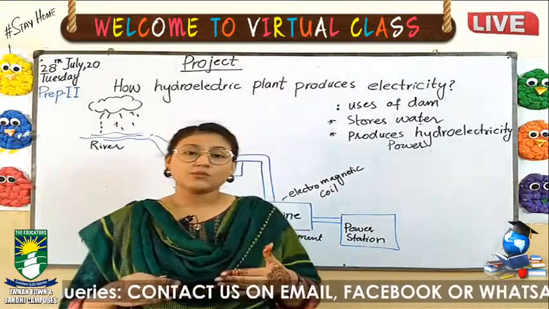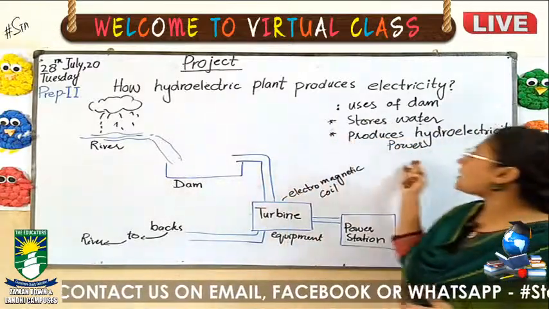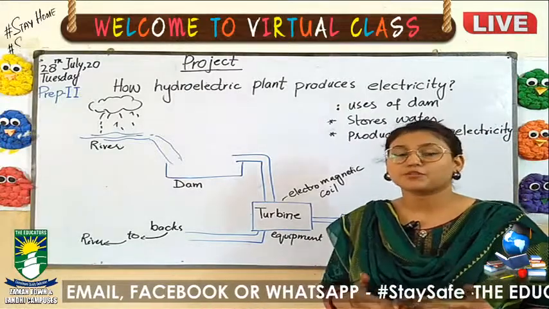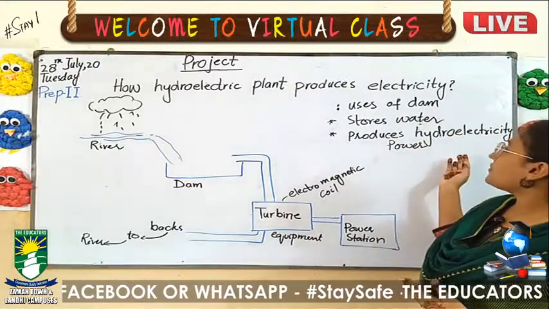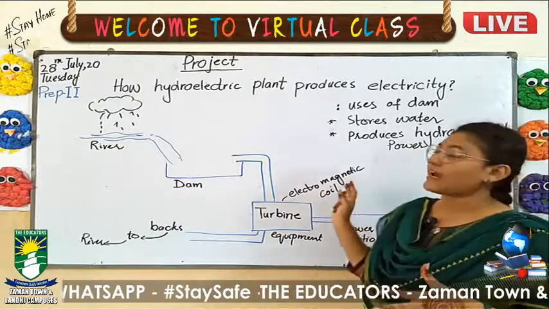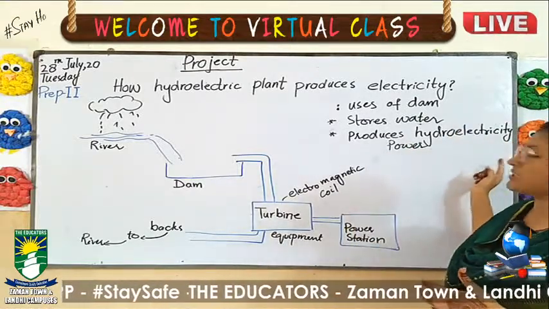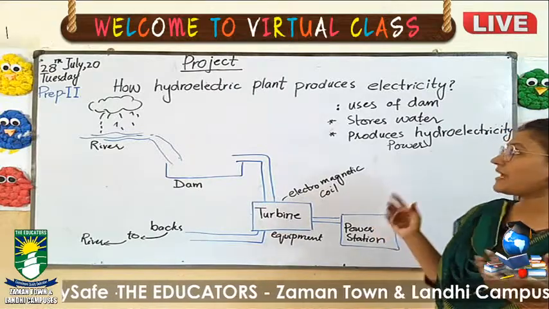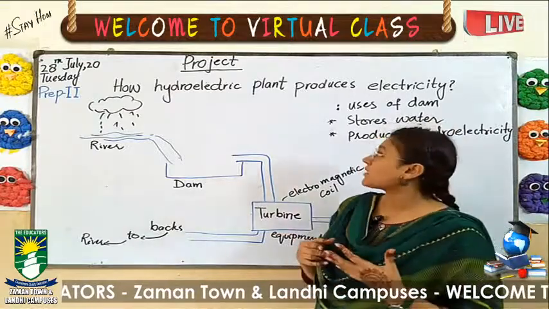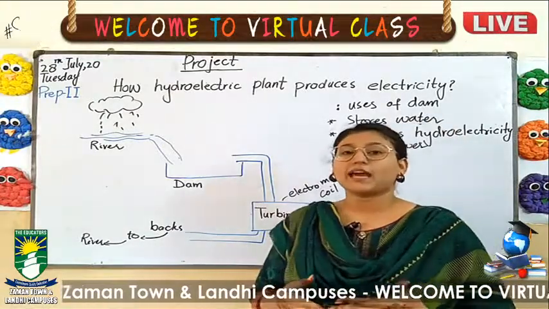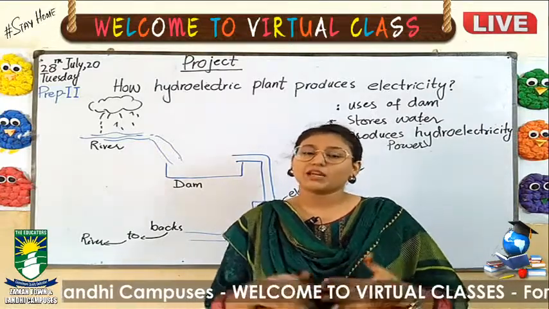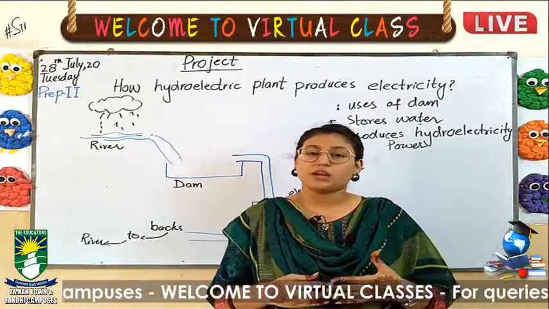First, let me explain the usage of dams and what the purpose is to build them. The purpose of building a dam is that it stores water, and the second purpose is that it produces hydroelectric power. If we ask why we need to build a hydroelectric plant, the simple answer would be that these days we are facing a shortage of electricity. We normally have electricity failure everywhere.